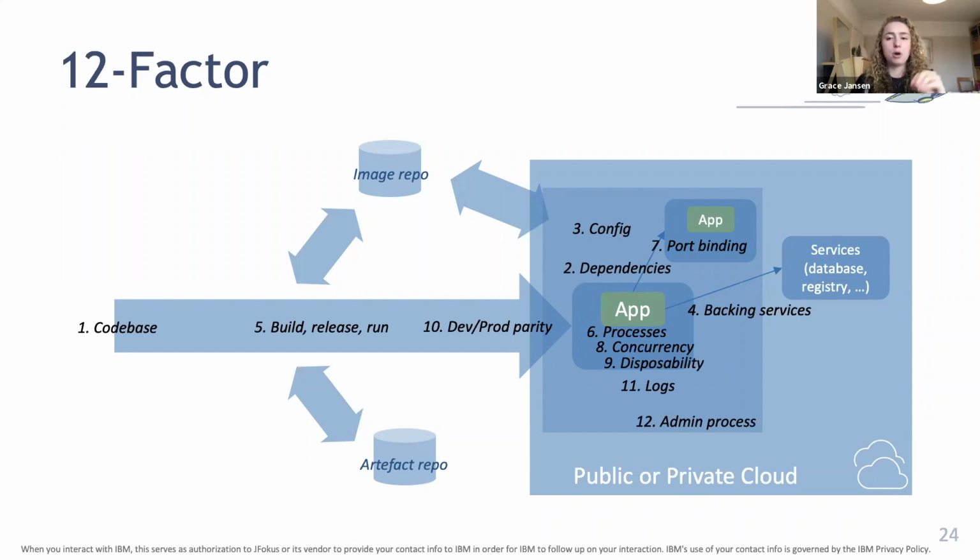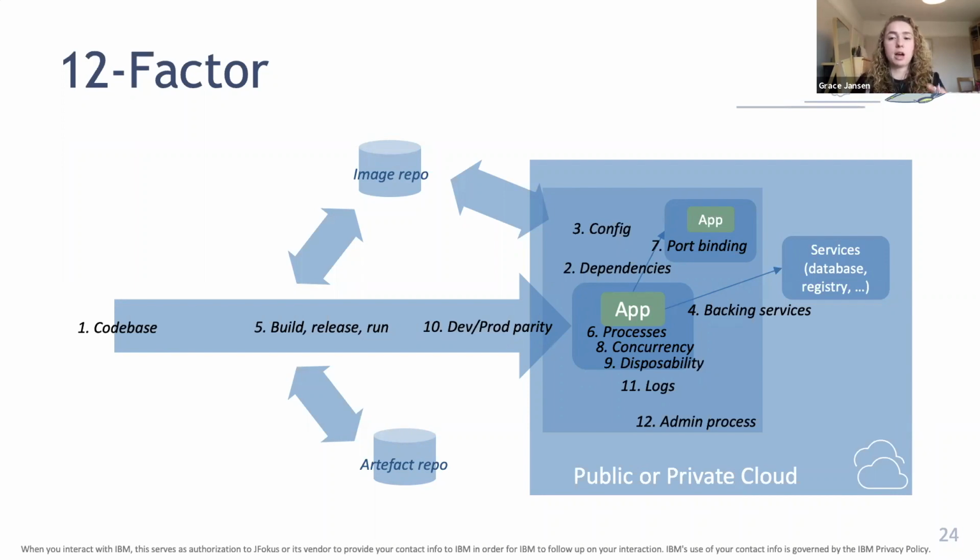And actually, if we map the 12 factors over onto that, you can see here how they link into the diagram. So we've got the code base and the pipeline with that build, release, and run, and that dev prod parity. We've got the application and its process model and concurrency, scaling through processes, and the fact that they're disposable. We've got how to handle dependencies and port bindings and backing services. And we've also got this externalized configuration that really enables us to take that configuration between environments. We've also got things like telemetry and also admin processes to administer discrete admin tasks.